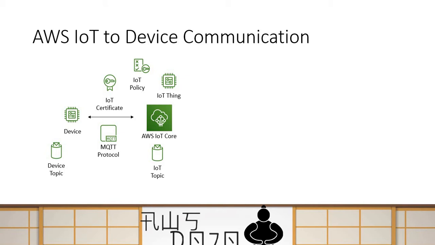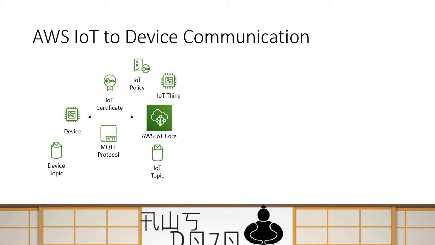And similarly, if IoT Core has to send a message to a device, it will simply publish the message to the device topic. And then there are multiple subscribers to these topics who can simply go and handle that message and do what they want to do with that.